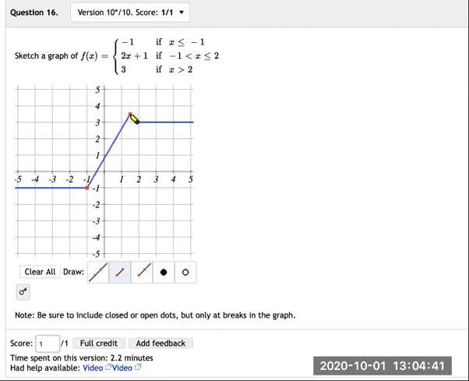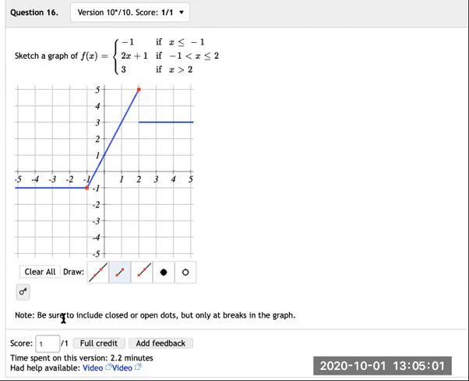and so what I need to do is just continue. Try to continue that. We notice it's up 2 over 1, up 2 over 1, up 2 over 1, and end it right here at 2 because the domain is restricted between -1 and 2. So -1 and 2.